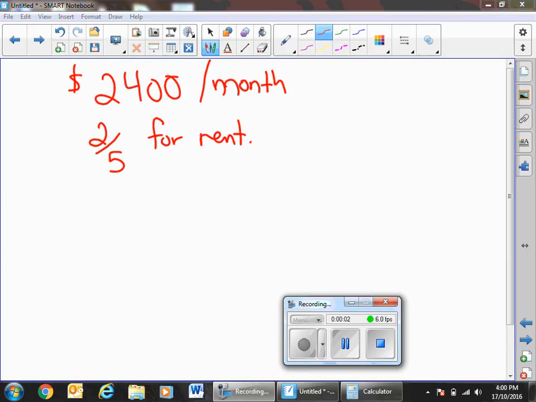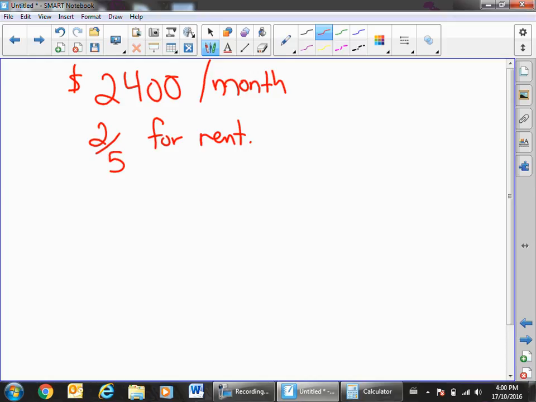Okay, this is another simple multiplication situation here. Question 8. Katrina's monthly salary is $2,400. She uses 2/5 of this money to pay her rent. How much rent does Katrina pay? Well, we want to find, remember, again, you want to find the percent of something. So this is 2/5 of 2,400.